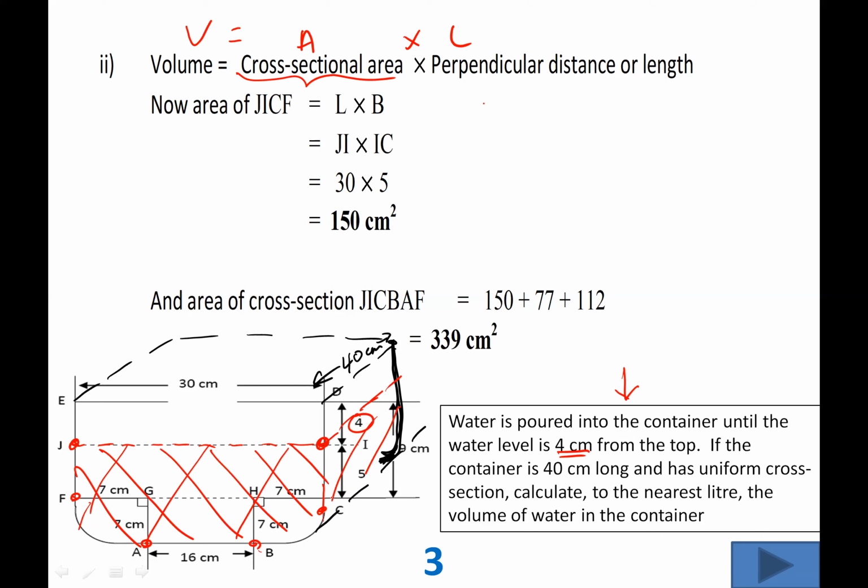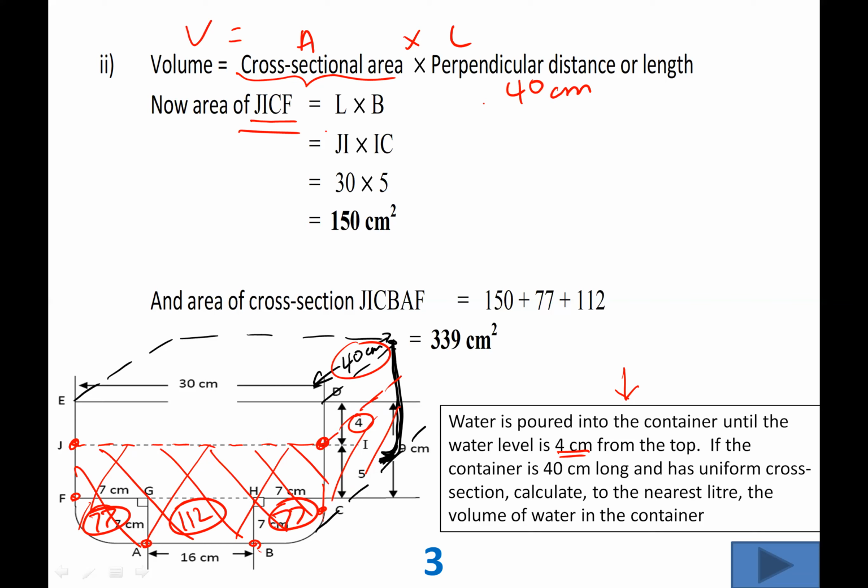Then all you have to do is multiply that by L, and L in this case is going to be the 40 centimeters. So we know this perpendicular distance is 40 centimeters. All we have to do is work out the cross-sectional area. Now, to work out that cross-sectional area, what we know is that one of the sectors is 77, so both are 77. The middle rectangle is 112, but we still have this top rectangle to work out, which is GICF. So we could add that in to get the entire cross-sectional area of this face here.